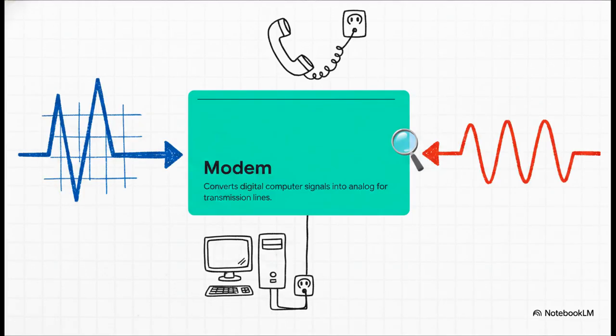Another classic Layer 1 device is the modem, which is short for modulator-demodulator. Your computer naturally speaks in digital, discrete signals. But older telephone lines, like the ones we used for DSL internet, were built entirely for continuous analog waveforms. A modem's sole job is to translate between those two worlds. It converts your digital bits into analog waves to travel the wire, and then translates incoming analog waves right back into digital bits on the other end.